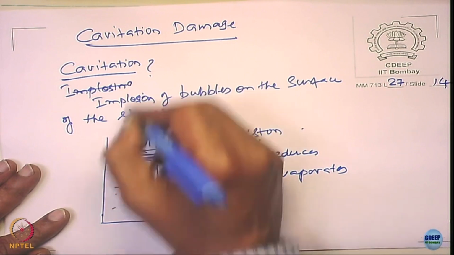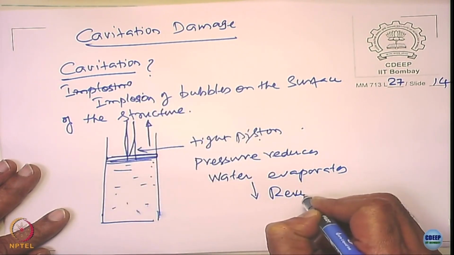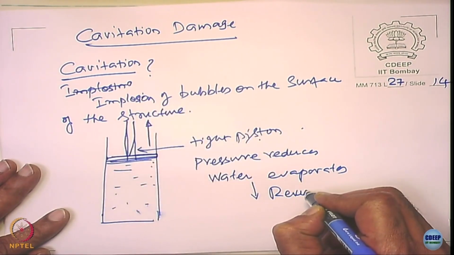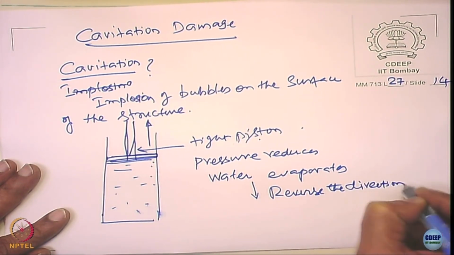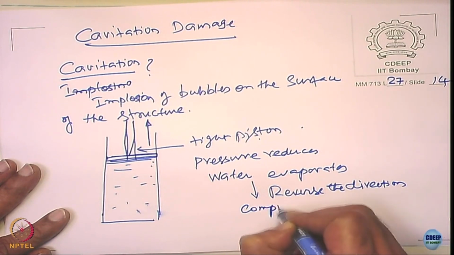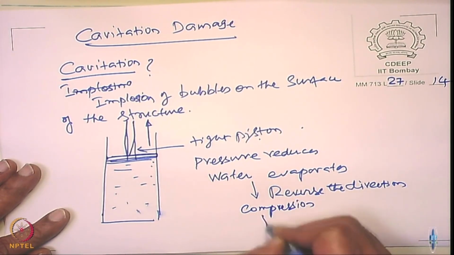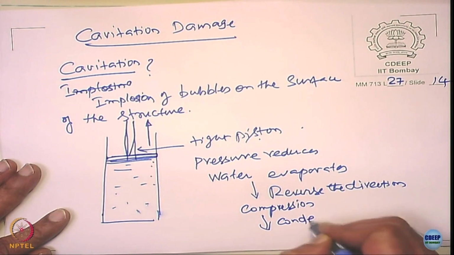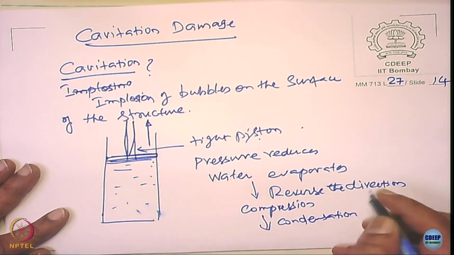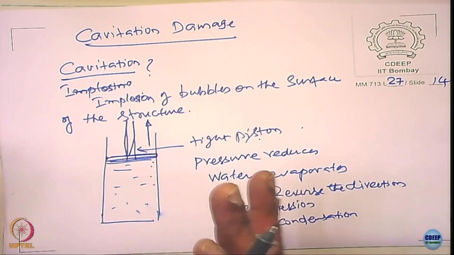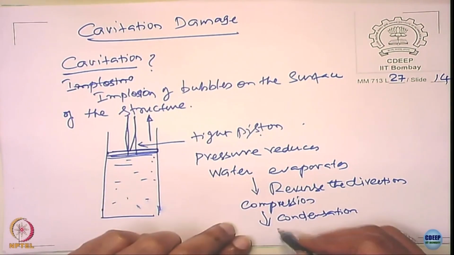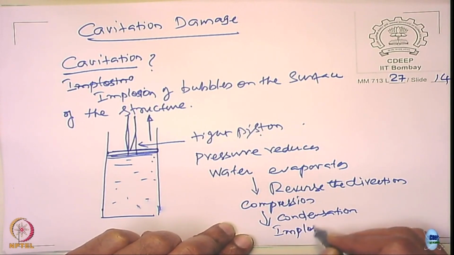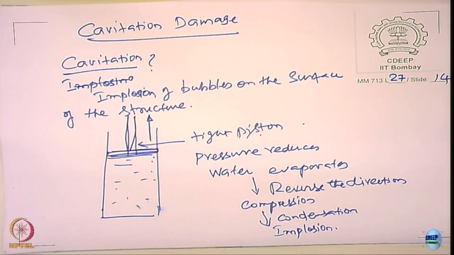When again you reverse this direction, then there is going to be compression, which leads to condensation. The bubble will start shrinking, but beyond a certain level it can't shrink, then what happens? Then it is going to be implosion. It implodes.